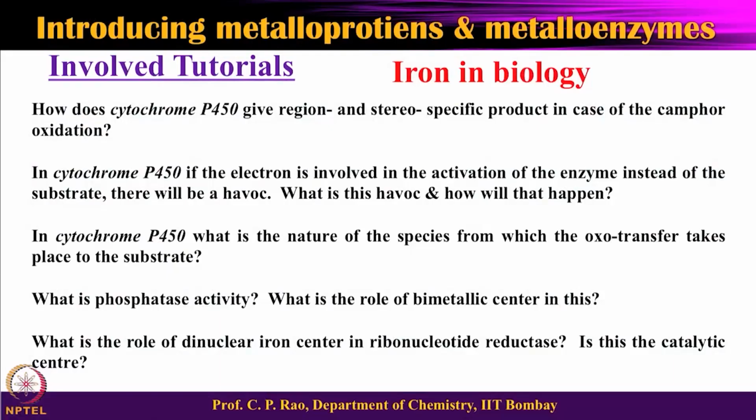Okay. Let us get to the next question. In cytochrome P450, what is the nature of the species formed which are involved in transferring the oxygen or oxo species to the substrate? It is the iron center which will become ferryl-oxo, and it is the ferryl-oxo, the oxidized iron, which transfers the oxygen.